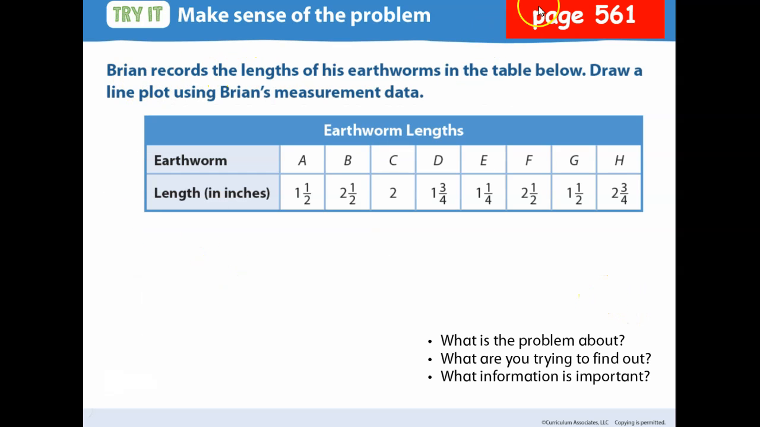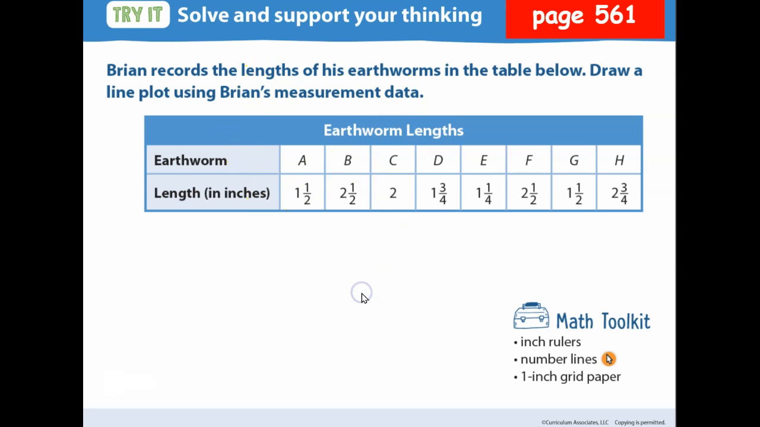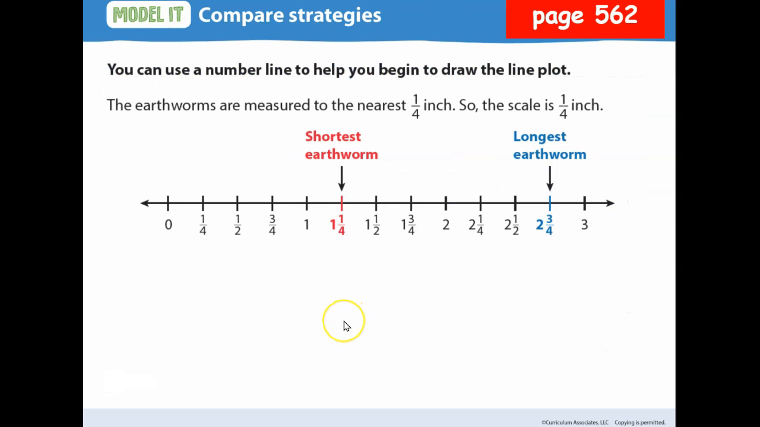So Brian records, go to page 561. Brian records the lengths of his earthworms in the table below. Draw a line plot using Brian's data. So here's his data right here. You can use a number line to help you begin to draw the line plot. So draw this for me first. Don't worry about writing that, but just draw this for me first.